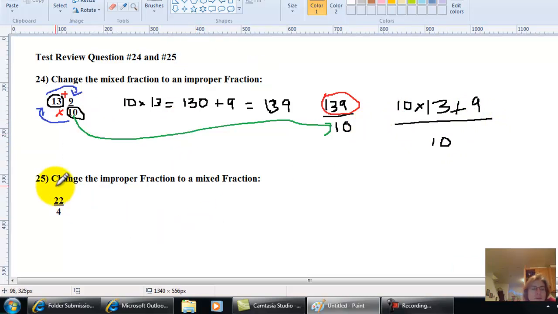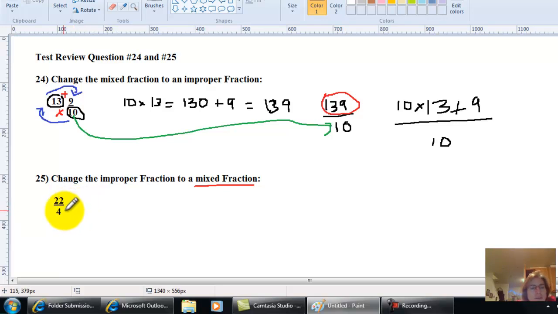Now down here on number 25, you have an improper fraction, and you're going to change it back to a mixed fraction. Anytime you have a large number over a smaller number, that's an improper fraction. Also, if you have 4 over 4, that's improper. It equals 1. If you have 5 over 5, it's improper, but it equals 1. So anytime you have a fraction equaling 1 or higher, then it's improper.